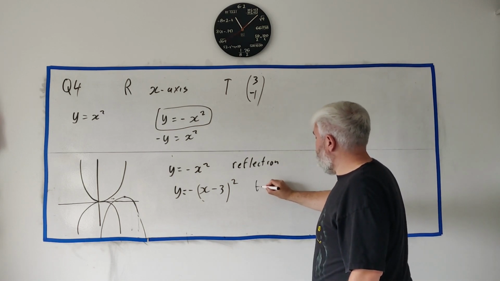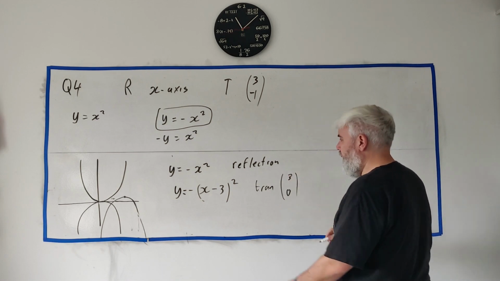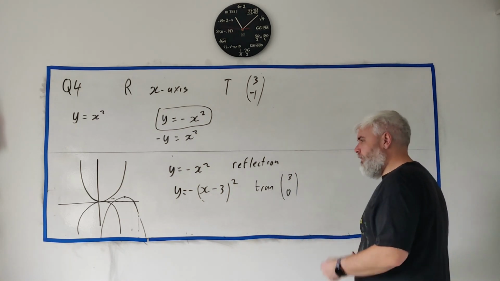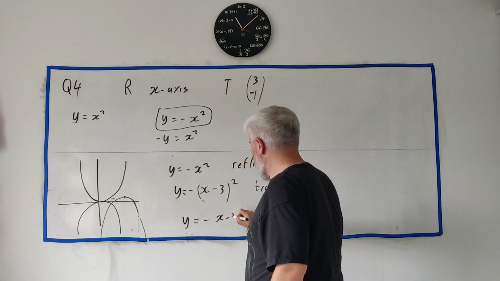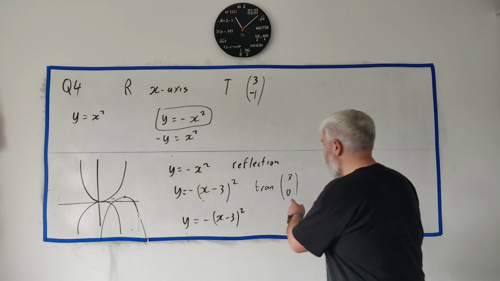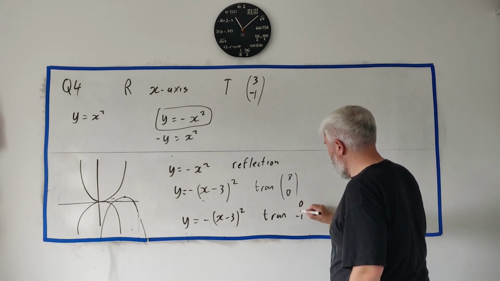This was, I'll just write, translation (3, 0). I've only moved the 3 part. And the final one then, y is equal to minus (x minus 3) squared. To move something, right in here, translation (0, minus 1).